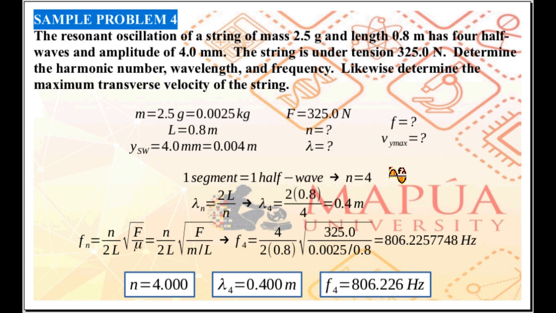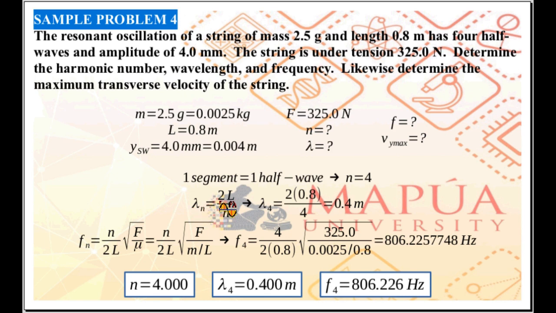Now, the problem tells us that the standing wave has 4 half waves. In standing wave formation, one segment is 1 half wave. So if there are 4 half waves, that means there are 4 segments. And for 4 segments, the harmonic number is 4. n is equal to 4. Now, for a standing wave in a string, we know the equation for the wavelength.